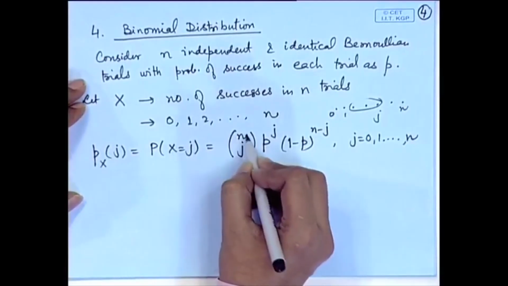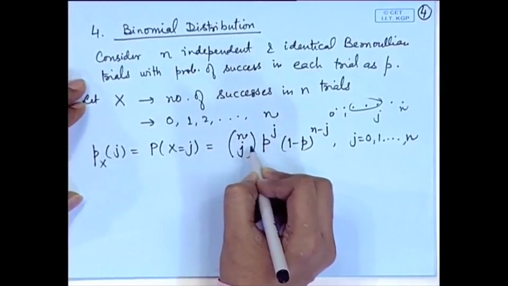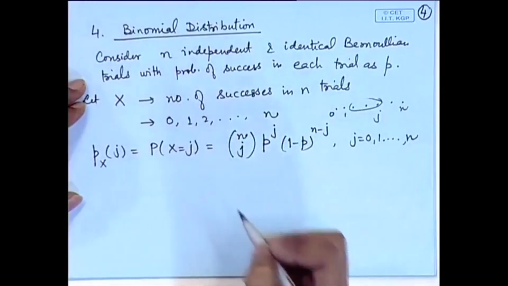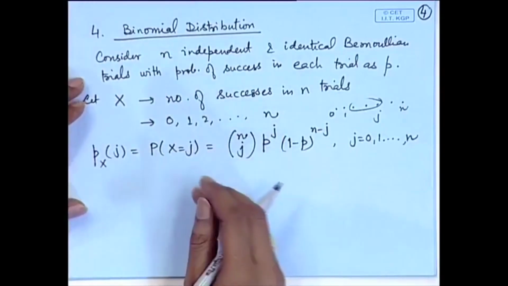Since the binomial coefficients nCj occur here, that is why it is known as the binomial distribution. This distribution has wide applicability. As I mentioned, we may be looking at the number of successes in solving a certain multiple choice question paper. Suppose we are looking at the number of successful hits in a basketball game by a particular team.